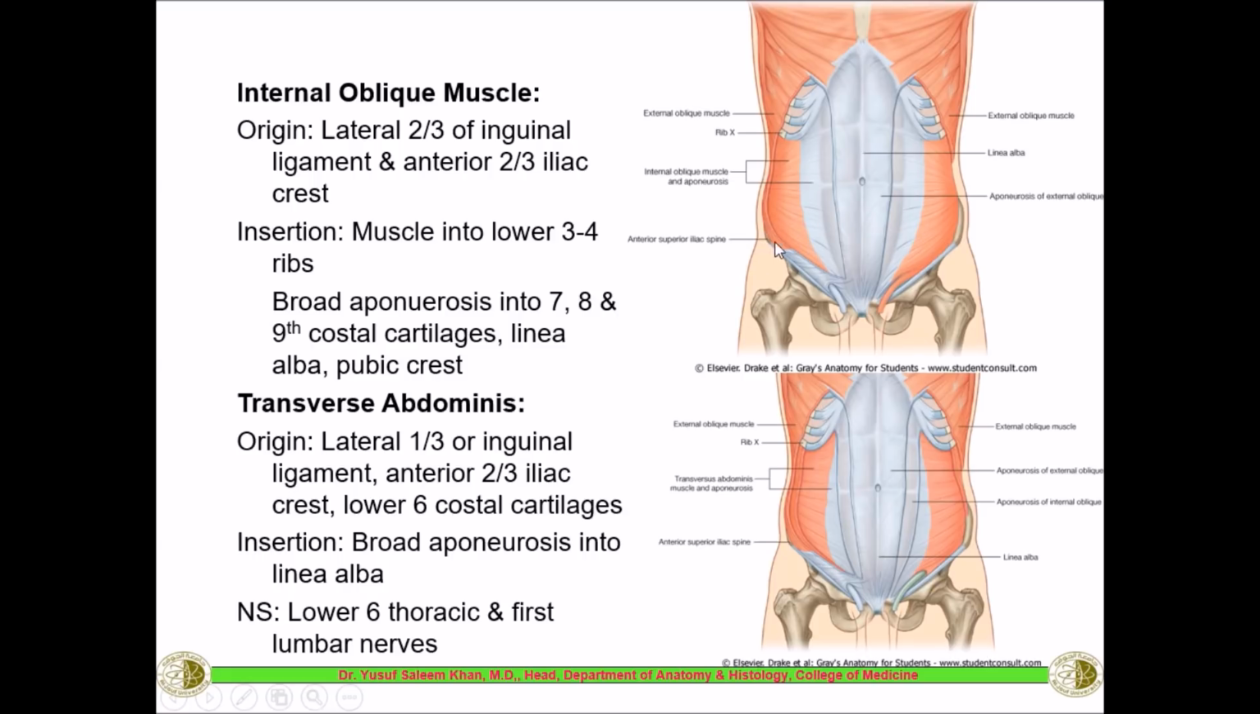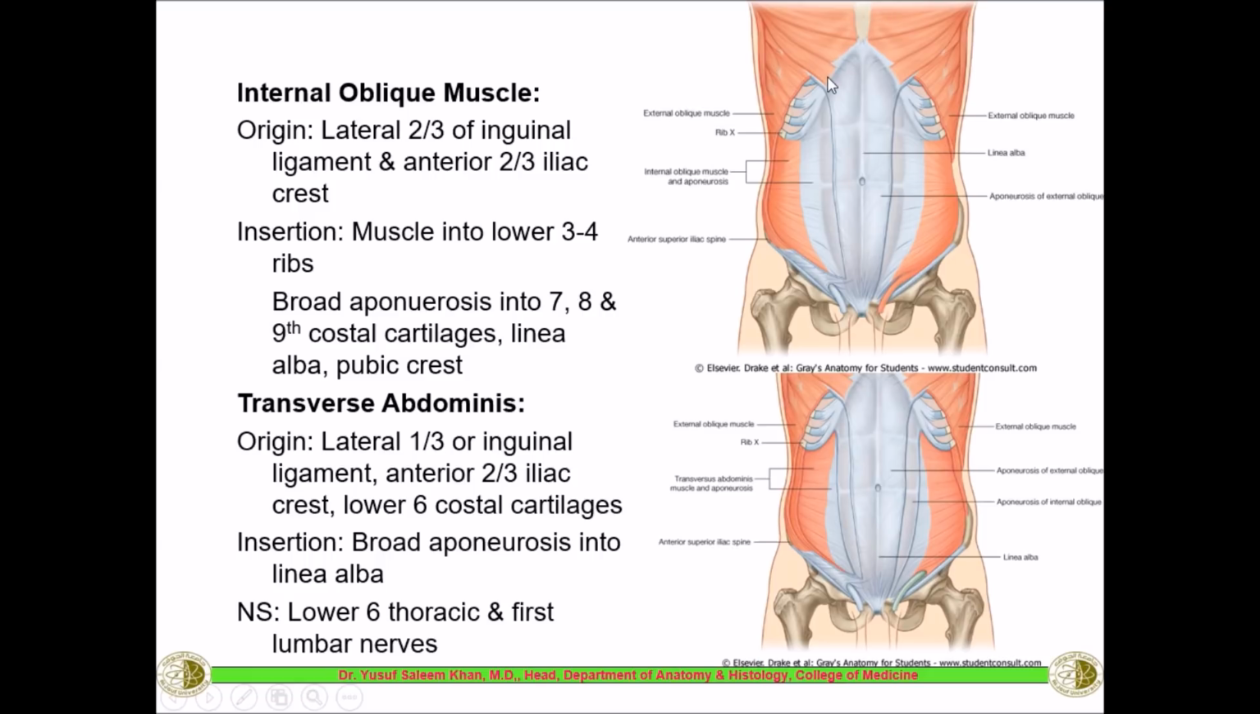So it will be taking origin from the anterior 2/3 of the iliac crest, but in the middle part between the outer and inner lip, as well as the lateral 2/3 of the inguinal ligament. Then it runs upwards, and gets inserted, especially in the muscle, into the lower 3rd and 4th ribs.